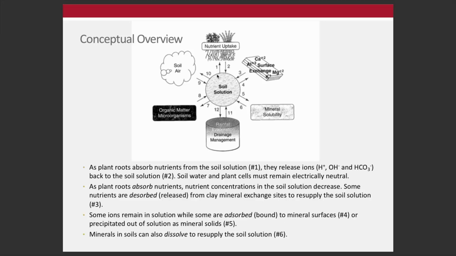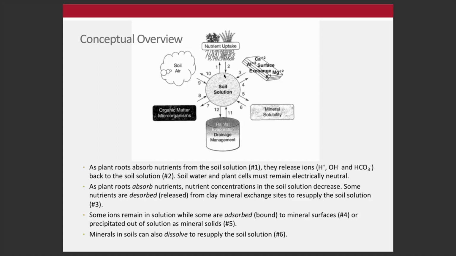As plant roots absorb nutrients from the solution, designated as number 1 here, they release ions, hydrogen, OH, HCO3, back into the soil solution. When they're taking things up, they're constantly releasing mostly acids into the soil. They do this to maintain electrical neutrality for the biochemical processes in the roots themselves. Otherwise, the osmotic potential and everything goes out of whack. So they do this to maintain a balance of sorts.